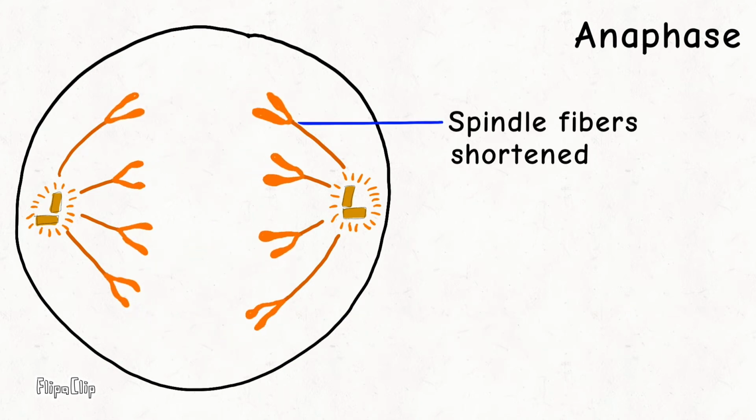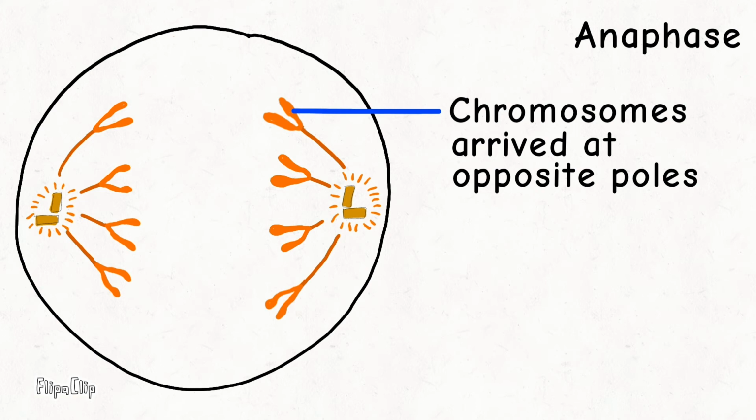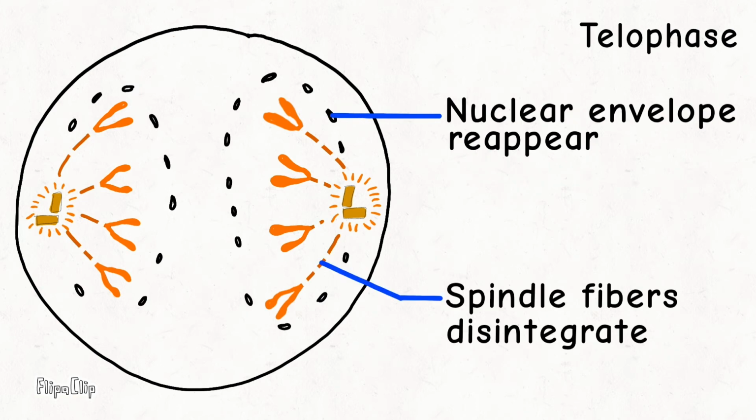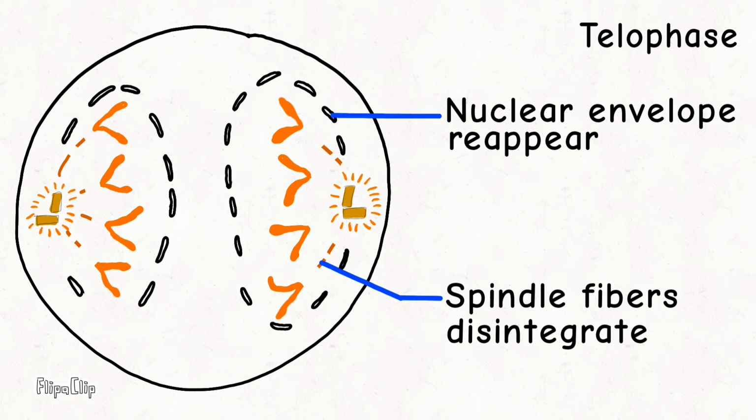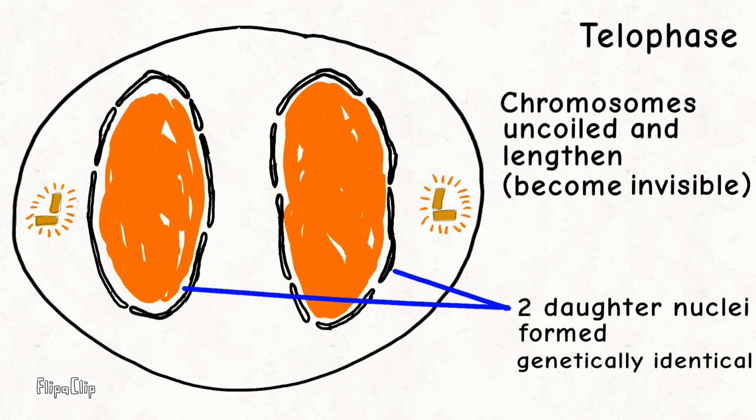When all daughter chromosomes have arrived at the opposite poles, that is the end of anaphase of mitosis. The last stage of mitosis is telophase, where the nuclear envelope will start to reappear, spindle fibers disintegrate, and chromosomes start to uncoil and lengthen and become invisible once again. At the end of telophase, two genetically identical daughter nuclei will be formed. Completion of telophase marks the completion of mitosis, which is the nuclear division.